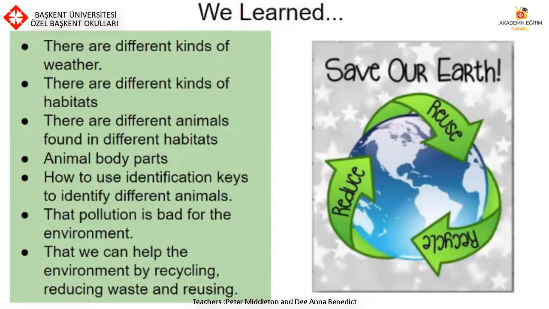What do we learn in this video? We learned that there are different kinds of weather, there are different kinds of habitats, and there are different animals found in different habitats. We learned about our animal body parts. We learned how to use identification keys to identify different animals. We learned that pollution is bad for the environment. And we learned that we can help the environment by recycling, reducing waste, and reusing. By doing these things, we can save our Earth.